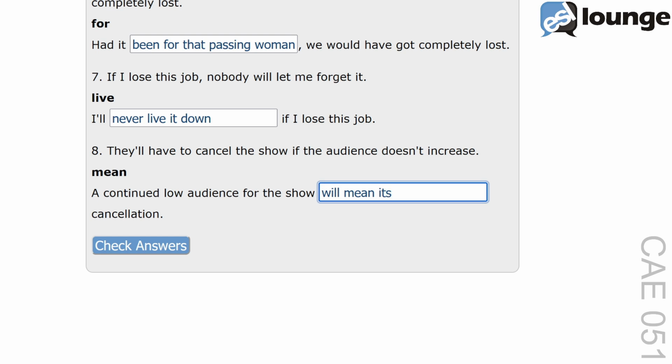The phrase will mean indicates that one thing will lead naturally to another. Will mean its shows that a low audience will result in the show being cancelled. Another example, a lack of funding will mean the end of the project.